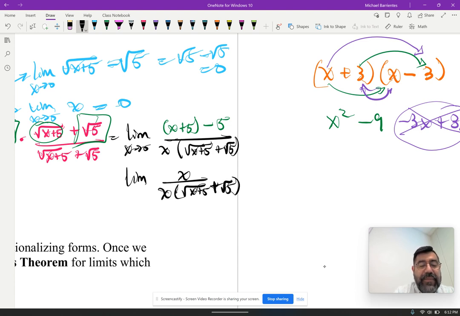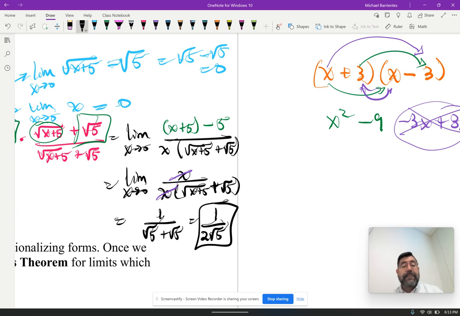And we're still taking the limit. As before, the x's are going to reduce out. And if I substitute a 0 into my variable of x, I'm going to get this, which is equal to 1 over 2 square root of 5. This is the limit value.